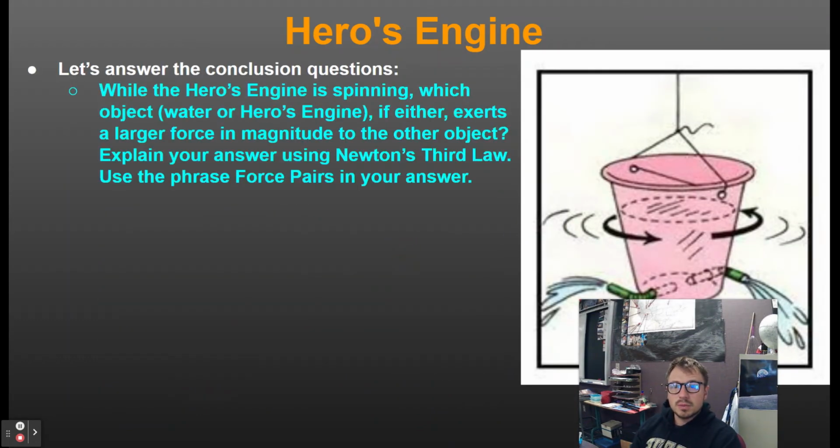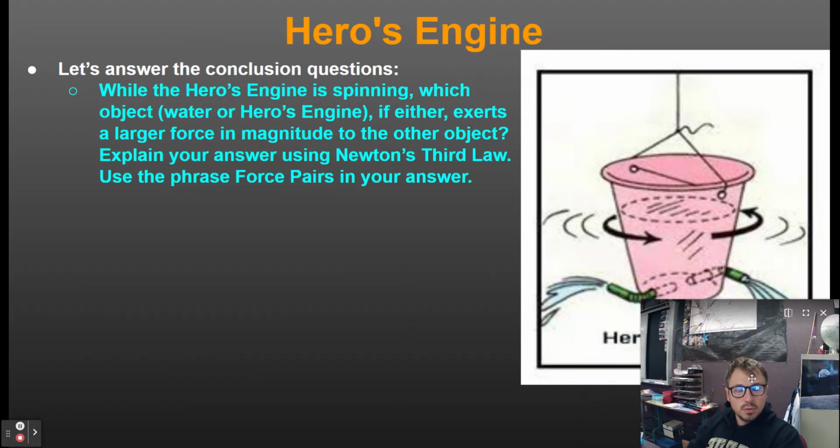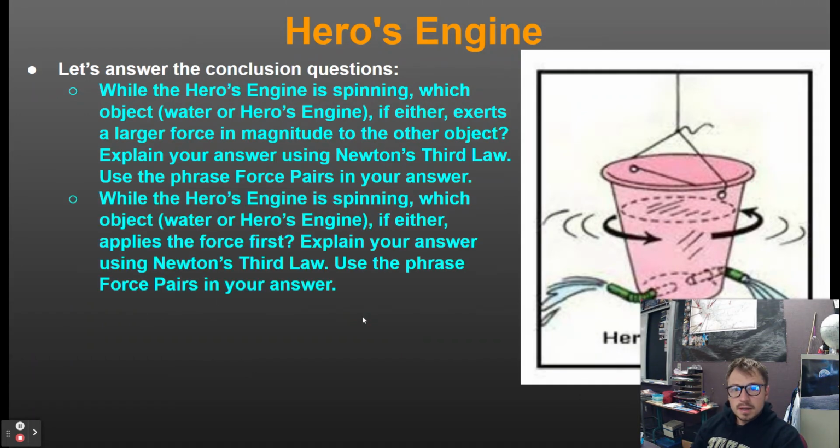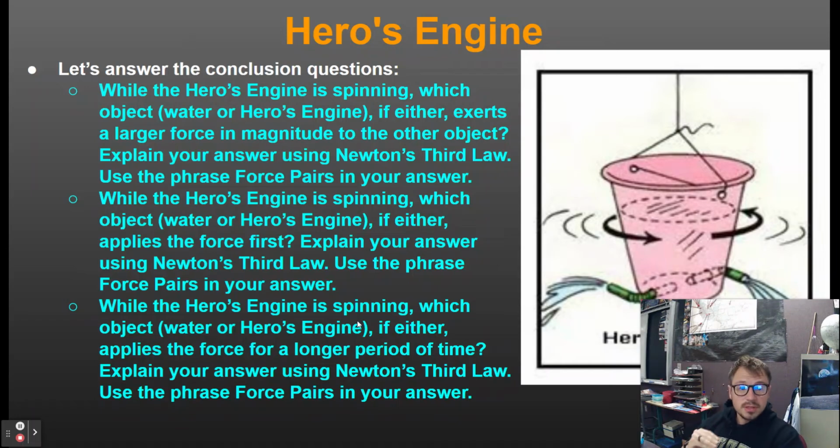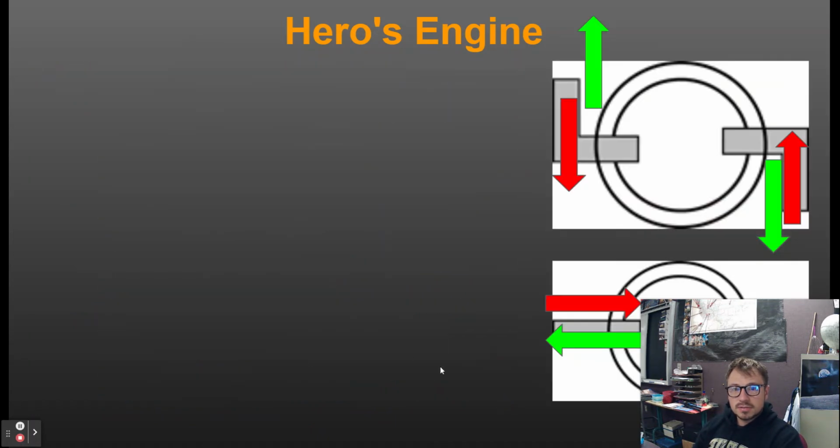While the Hero's engine is spinning, which object, the water pushing on the straws or the straws pushing on the water, exerts a larger force in magnitude on the other object? It's going to be the same force in magnitude, because force pairs are always equal in magnitude. Now, while the Hero's engine is spinning, which object, the water or the Hero's engine, applies the force first? They're going to be the same. Force pairs are simultaneous. Same answer with this question: which object applied the force for a longer period of time? It's going to be the same because force pairs are simultaneous. They're applied for the same amount of time.